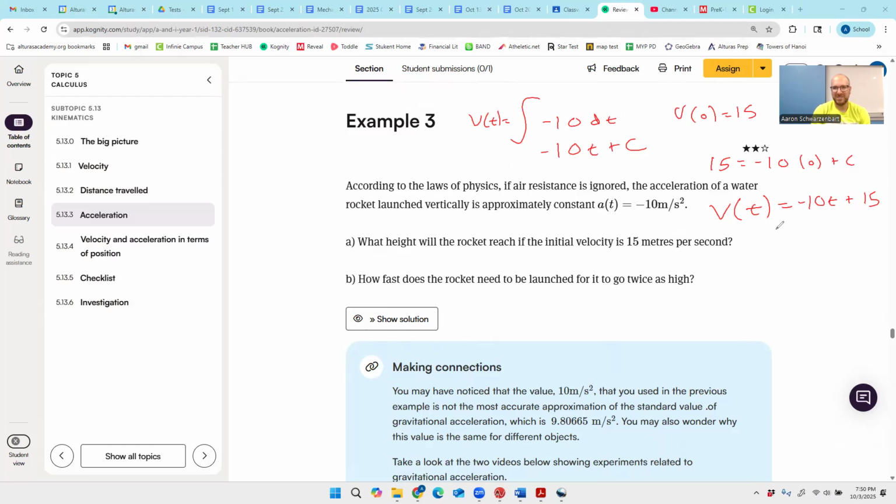When a rocket reaches its maximum height, it stops going up and starts going down, so the velocity is 0. So that's t. T is 1.5. So 1.5 seconds it reaches its maximum height. So if I want to know what height it'll reach, I can just do the integral from 0 to 1.5 of my velocity equation.